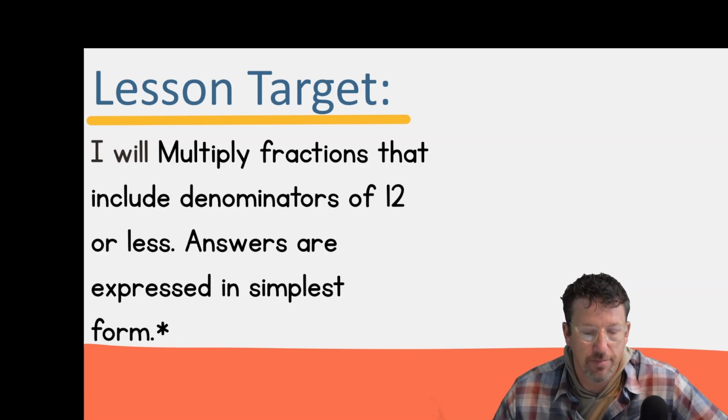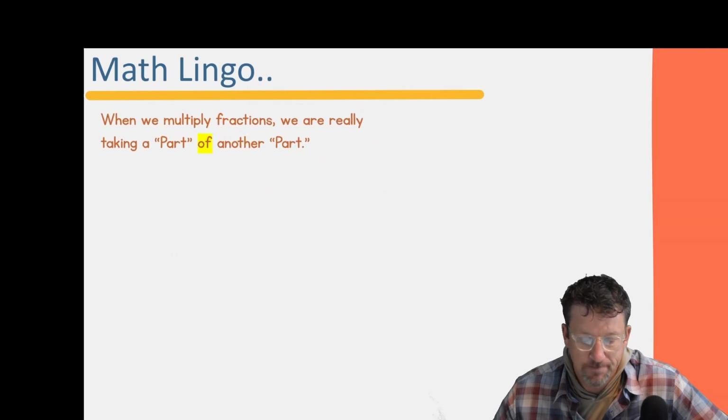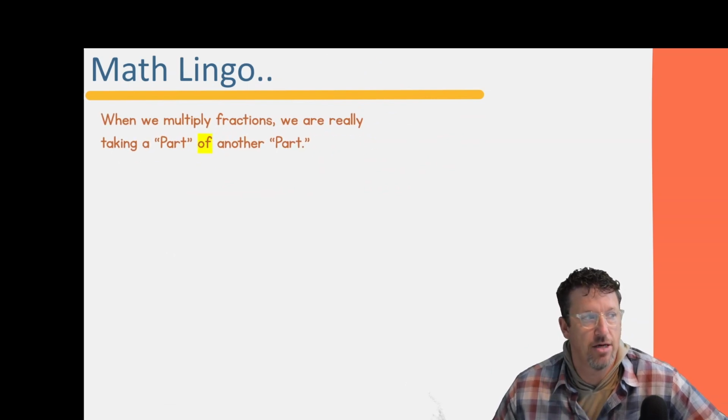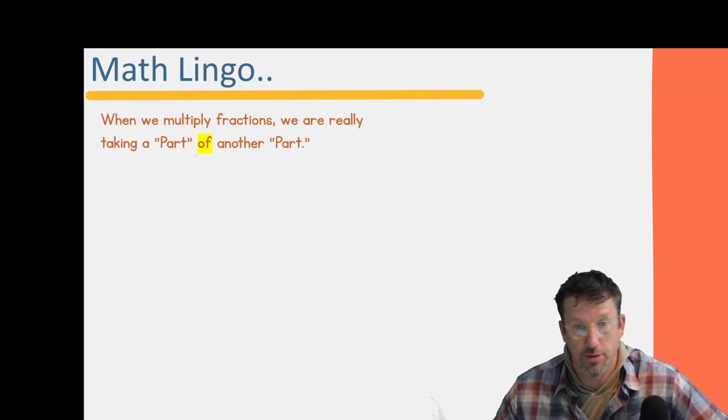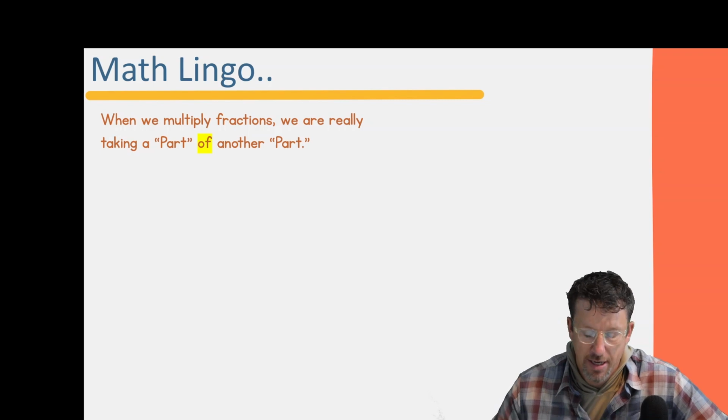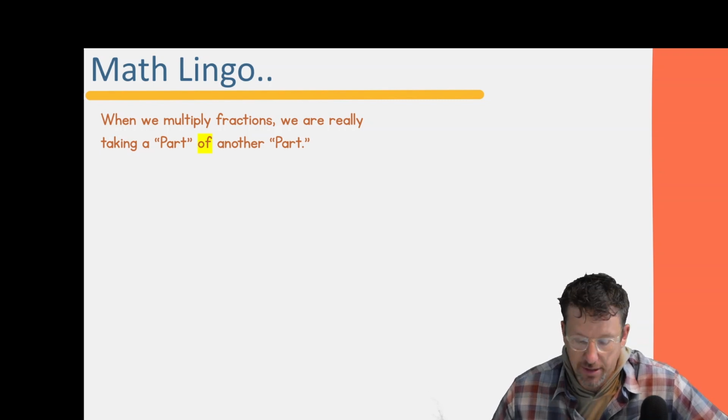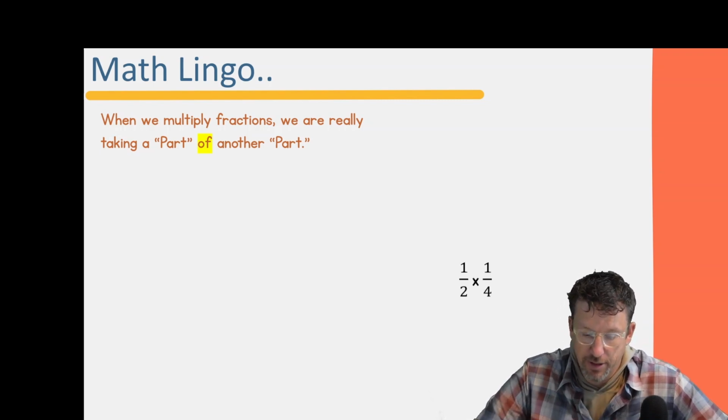Today we're going to dive in a little bit more to the idea of how to go step by step through solving multiplying fractions. First of all, let's talk a little math lingo. When we multiply fractions, what we are saying is we are taking part. So a fraction's a part of a whole, right? We're taking part of another part. We're taking a fraction of a fraction, okay? So notice that I highlighted the "of" in yellow, okay? Because we're going to go back to that.